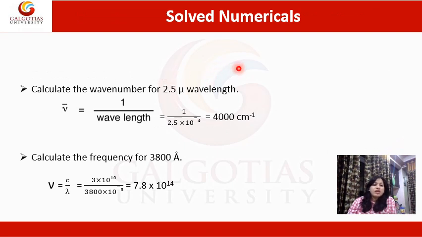Now we will discuss some numericals. Number 1, calculate the wave number of 2.5 micron wavelength. In this numerical, we calculate the wave number using the formula 1 by wavelength. We put in the value of wavelength and get the answer in centimeter inverse. Next question, calculate the frequency for 3800 angstrom, where we calculate the frequency using the formula c by lambda. The value of c is already given, that is 3 into 10 raised to power 10. Put in the value of lambda and get the answer.